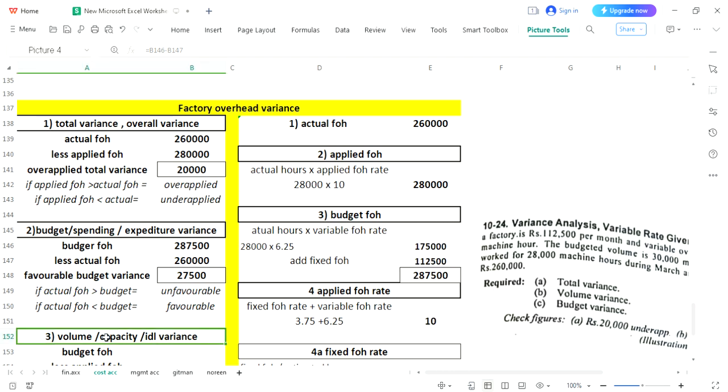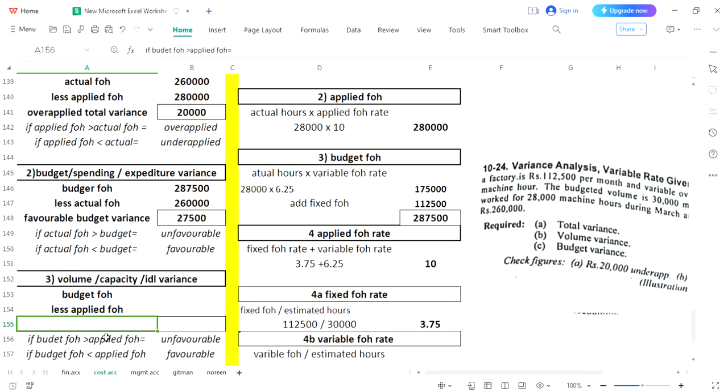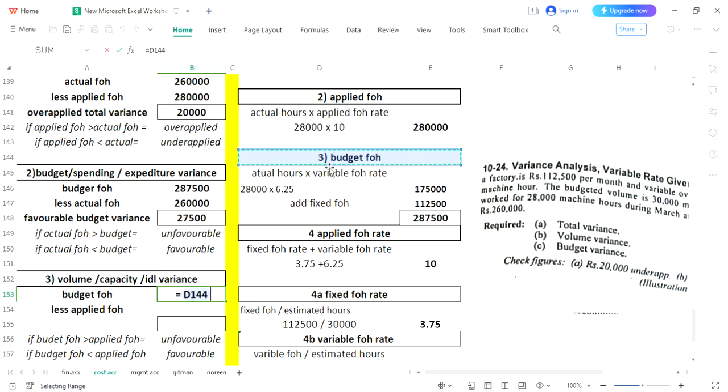The third variance we are going to calculate is volume variance, which is between budget and applied FH. Budget FH we need to mention over here. You can see the highlighted area, we have already calculated budget FH which was 287,500, put over here. Then you need to write down applied FH. You can see applied FH is calculated over here, which is 2,80,000. You will put it over here. Both amounts have been written.